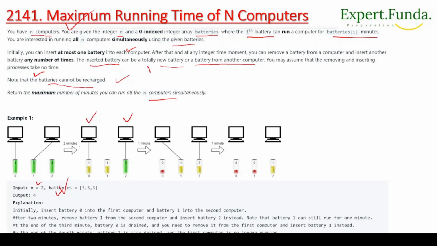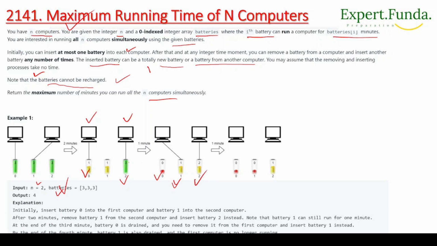Got it? It is saying that initially we use the first battery in the first computer, and we leave it for now. Then after 2 minutes, we add a battery in another computer. When we are inserting battery 2, battery 1 is still running in computer 1, and it can still run for 1 minute. By the end of the fourth minute, similarly we have removed this one, now we have this one, so we can use this one for 1 minute, and after the next 1 minute this is completed.